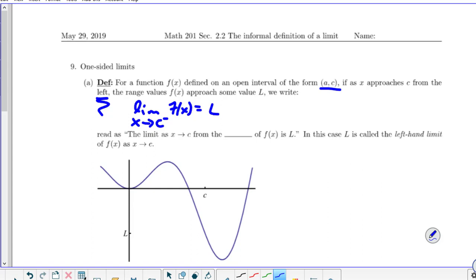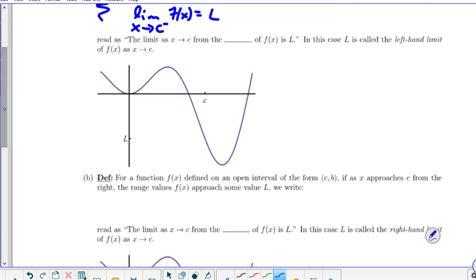Now, this is very important, folks. The direction of approach is from the left. The value that we're approaching then will be to the right of where we're approaching from. Left and right is always a matter of relative position, right? So I'm saying the direction of approach is from the left. A lot of times people get those confused. They switch them up. The direction of approach is coming from the left. So this is read, the limit as x approaches c from the left of f of x is L. In this case, we would call L the left-hand limit of this function.